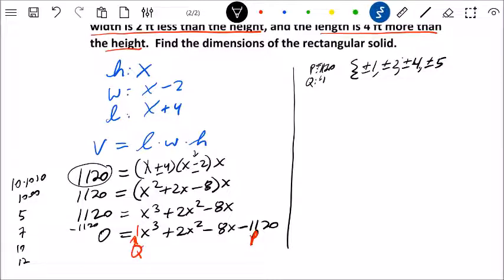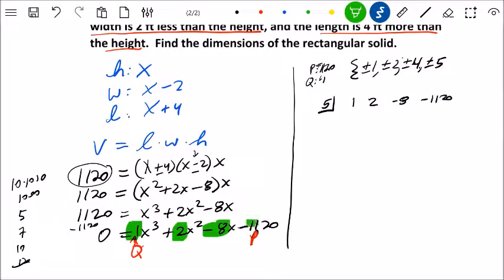So let's do synthetic division with a few different numbers and see what happens. Would 12 go into 1120? No, I don't think that 12 would. So we'll go this far. We can check other ones after 10 if that doesn't work. So with a 5, I'm going to use the 1, 2, negative 8, and negative 1120, because I'm taking these coefficients here and the constant at the end.